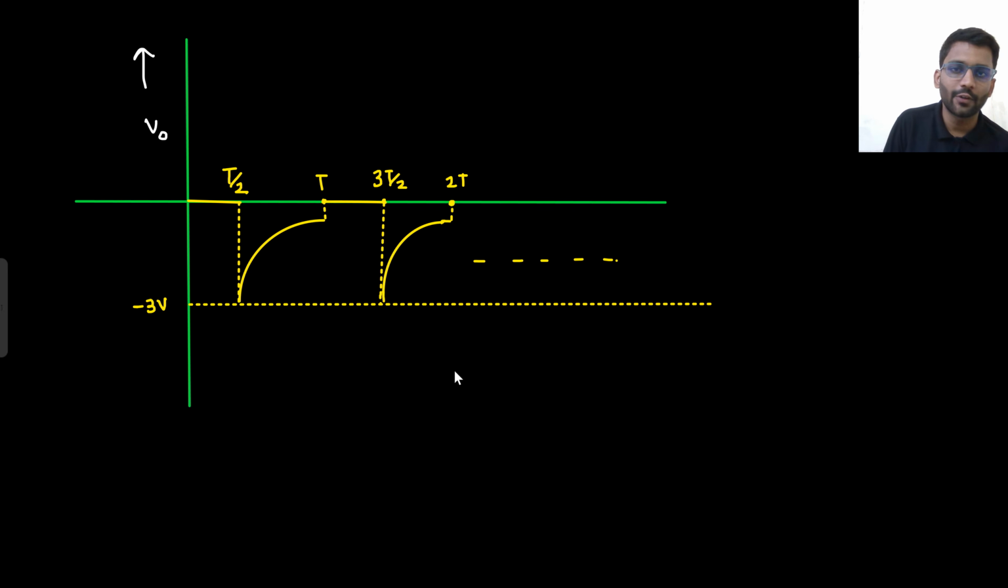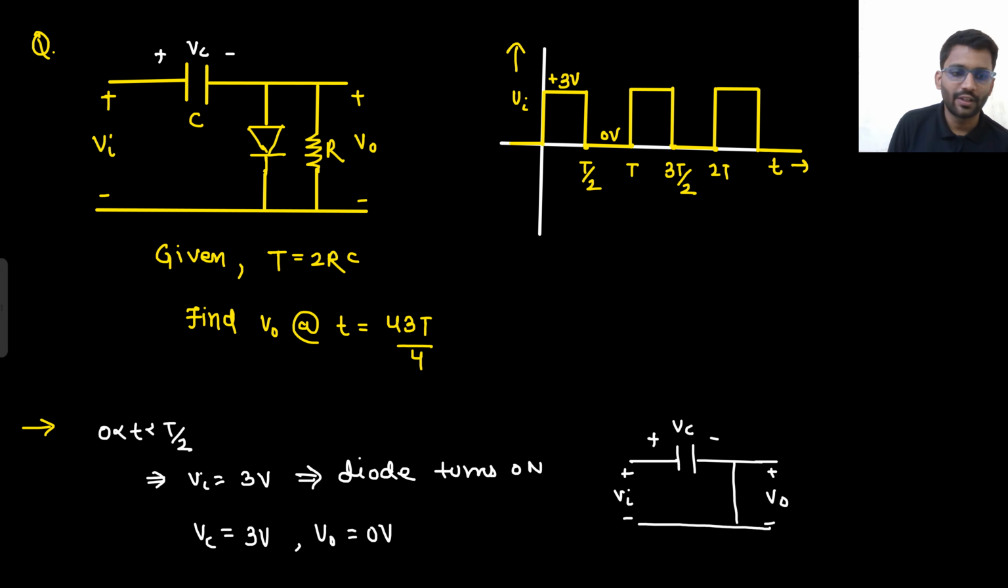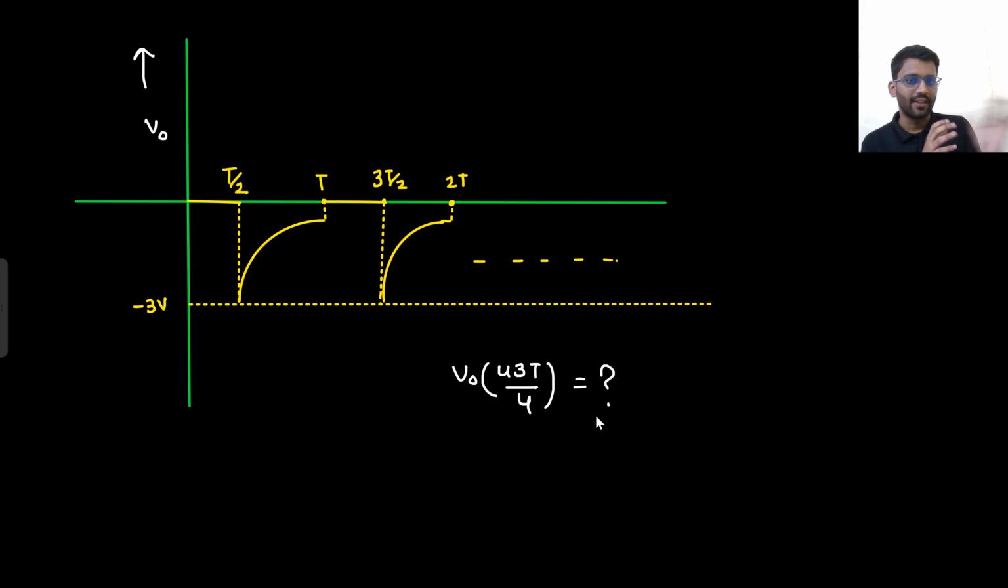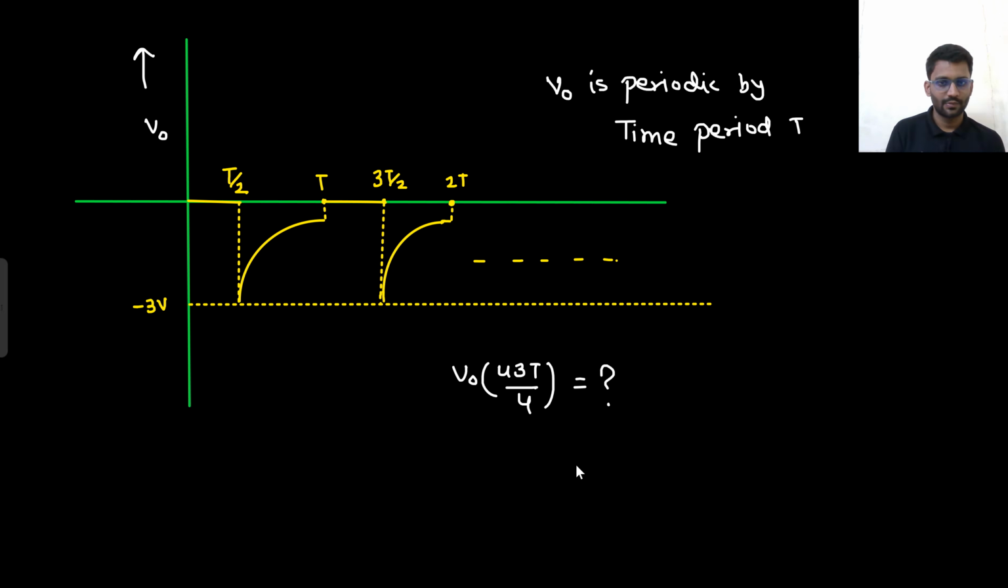Now what do you need to find? You need to find V naught value at 43T by 4. This is what you need to find. One thing I know, V naught is periodic by time period T. This is what I know.